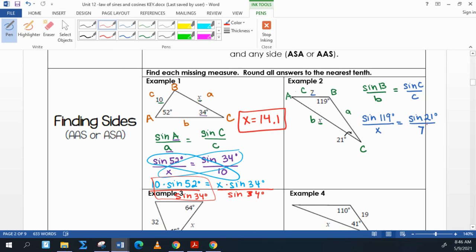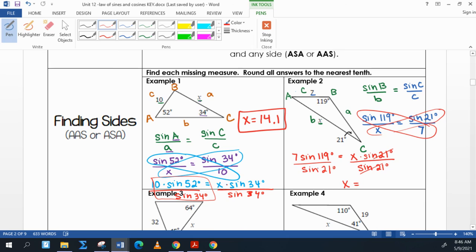All right, then cross products, again, remember you just take top times the other bottom. So let's write this over here. 7 times the sine of 119 degrees is equal to top times the other bottom. So x times the sine of 21 degrees. And then we're solving for x. We want x all by itself. So you're just going to divide by that sine of 21 degrees. Then we've got our x. Remember, divide both sides by that sine of 21 degrees.